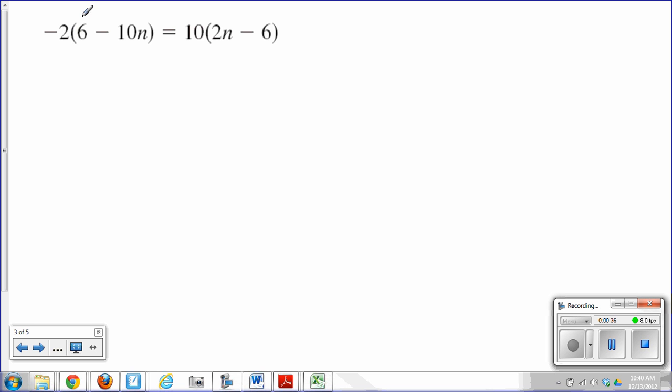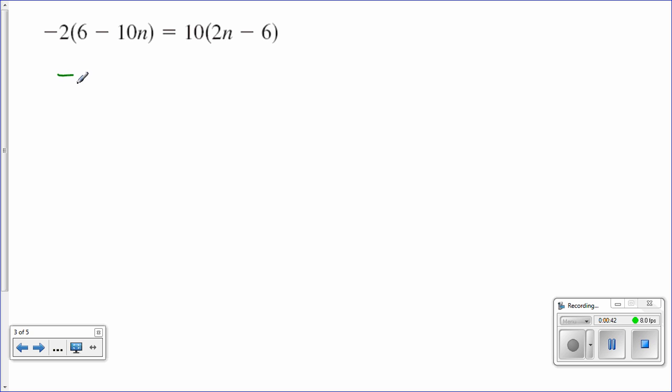But we have multiplication going on, which can be accomplished through the distributive property. So negative 2 times 6 gives us negative 12, and minus negative 2 times 10n. Negative 2 times 10n would be negative 20n, minus negative 20n would be plus 20n, equals 10 times 2n. Same thing going on over here. We've got the distributive property. 10 times 2n is 20n, minus 10 times 6, minus 60.